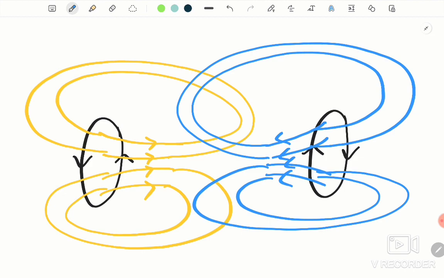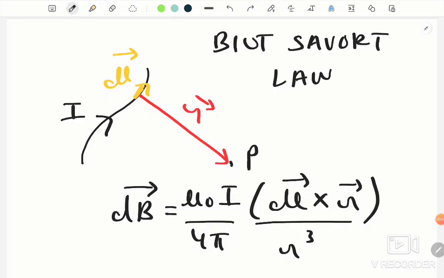Let's move ahead to the next slide. Yes students, in this slide we will learn about Biot-Savart law. Guys, we have already seen that whenever we have a current carrying wire, a magnetic field is created around this wire. Now guys, to find the value of this magnetic field at some random point P, we are going to use Biot-Savart law.